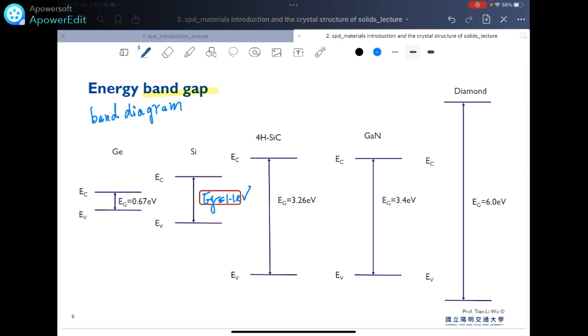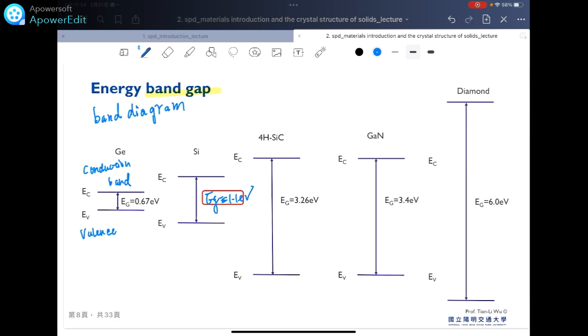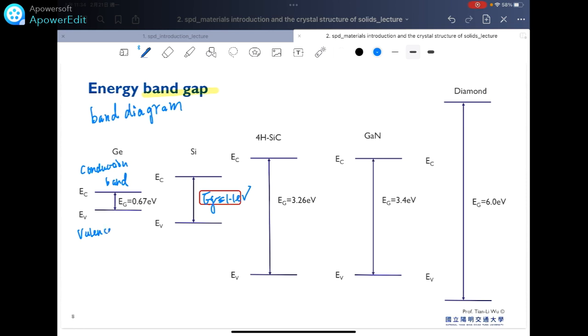And then if we have a band gap material that's smaller than silicon, you should consider the small band gap material, like germanium here. And then this part we call the conduction band. And at the bottom, we call this the valence band. Conduction band and valence band.